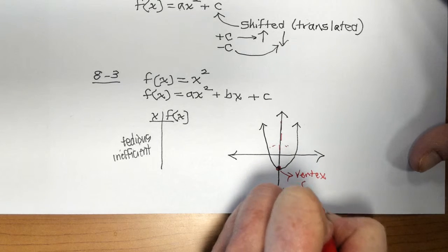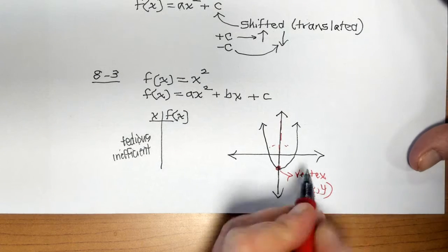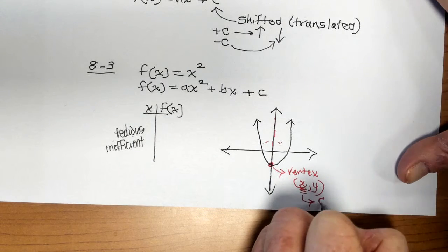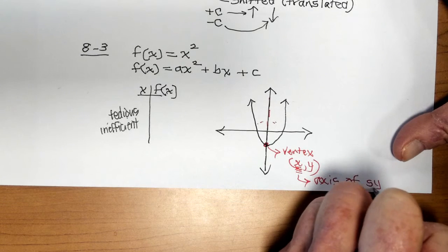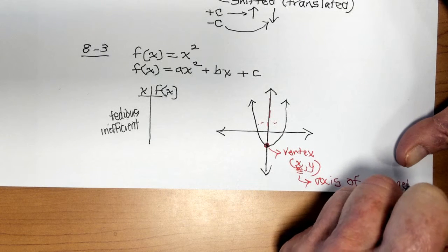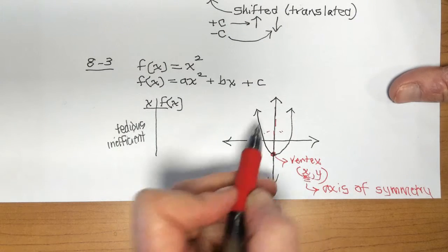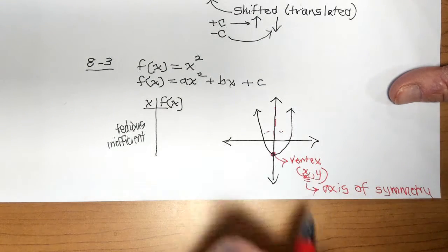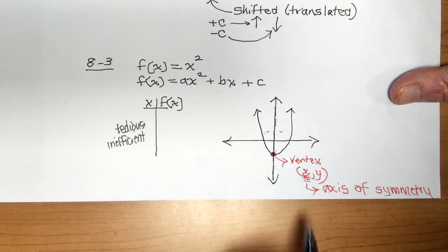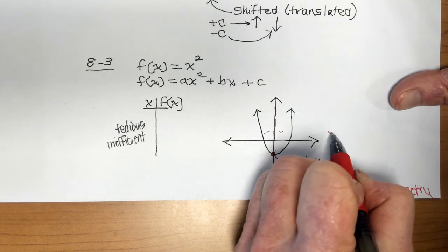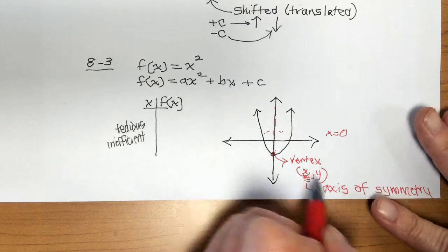And the vertex has got an ordered pair of x comma y. And that vertex is the point which is considered my axis of symmetry, remember? And you've been labeling your graphs with vertexes and axes of symmetry. Okay, well now, this is all nice because we've had our vertex be on the y-axis. We've also seen that our axis of symmetry is always x is equal to 0. Well, what happens if my parabola shifts?